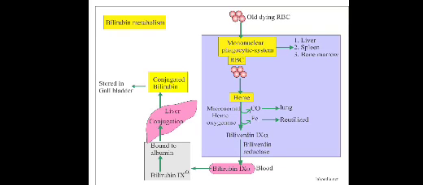Then this biliverdin is converted into bilirubin with the help of biliverdin reductase. Then this bilirubin goes to the blood circulation. This bilirubin is bound to albumin, and the albumin-bound bilirubin goes to the liver where the conjugation takes place, and then the conjugated bilirubin is excreted, which is stored in the gallbladder.